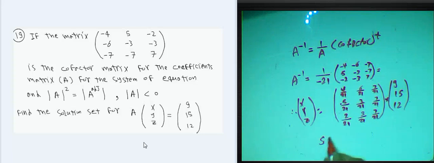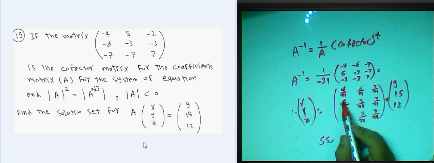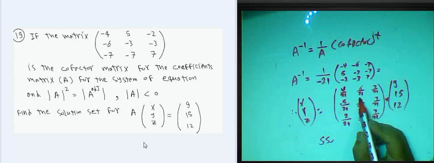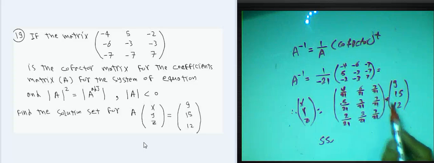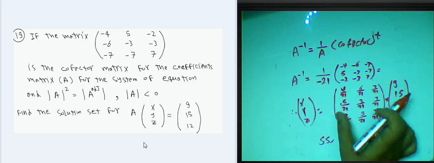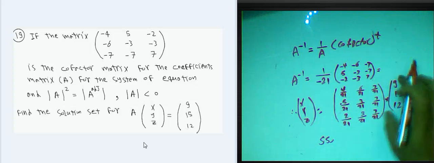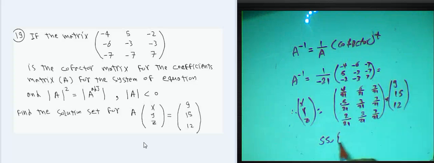4 over 21 multiplied by 9 plus 15 times 6 over 21 plus 12 times 7 over 21 and add them. And here this row multiplied by this vertical, and this row multiplied by the vertical, to find the solution set. It will be 10 and 4 and negative 5.